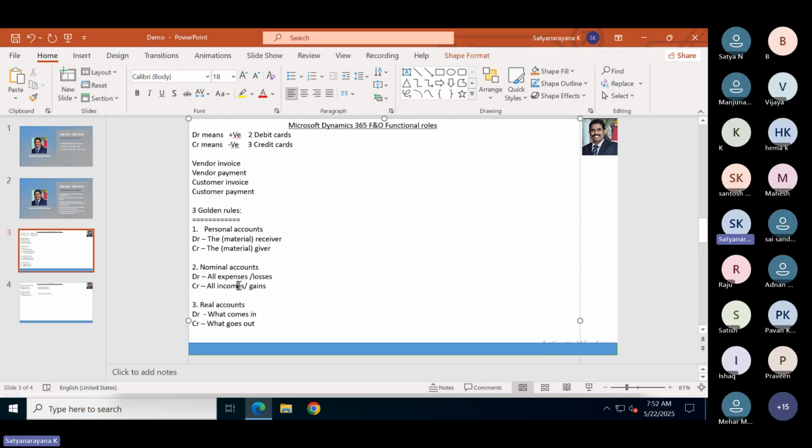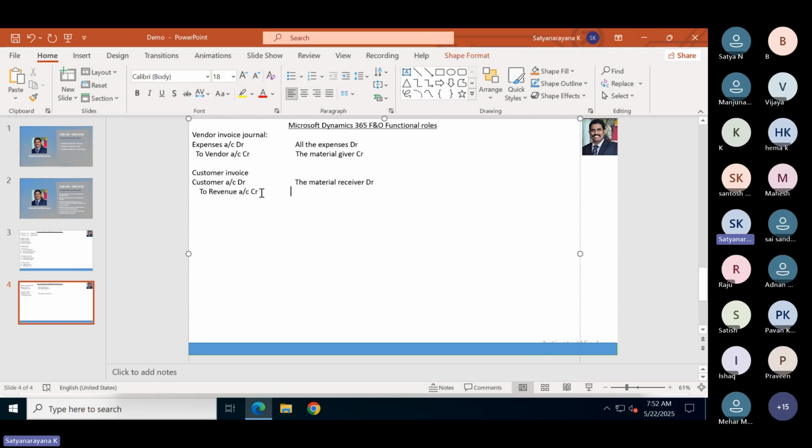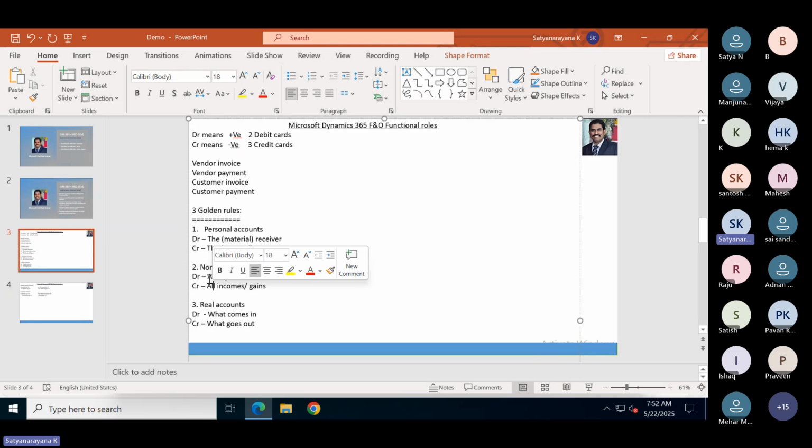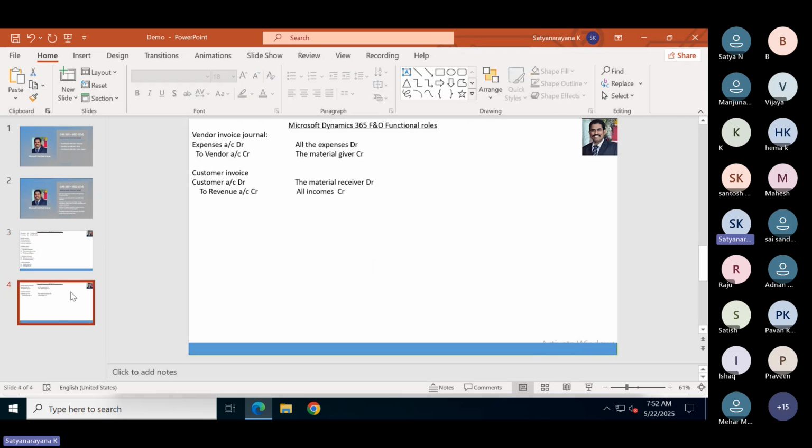And revenue or income, all incomes and gains, is credit. So revenue credit. So how to apply this logic? Simple. Debit the receiver, credit the giver. Debit all expenses and losses, credit all incomes and gains. Whatever you have learned, the golden rule, I have applied in the vendor invoice and customer invoice.